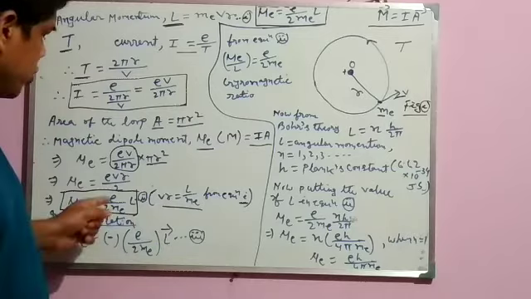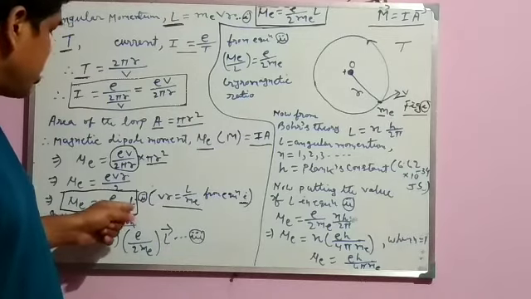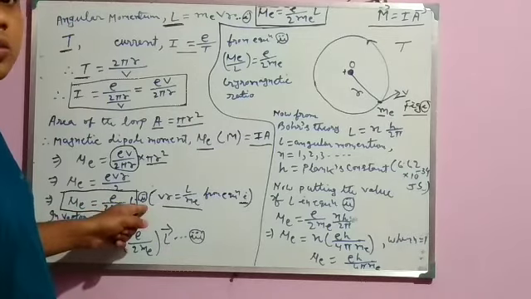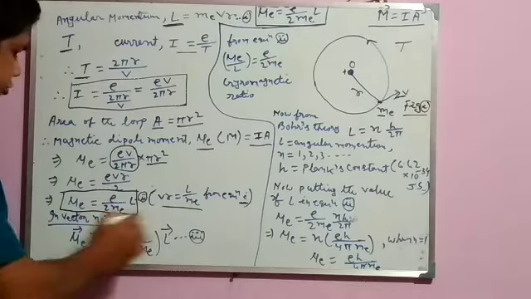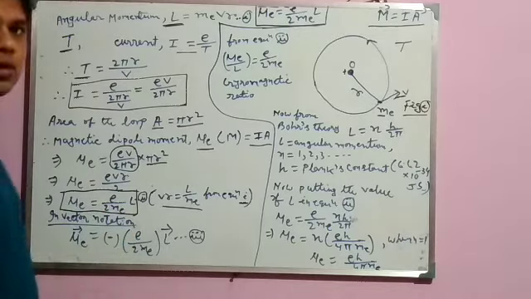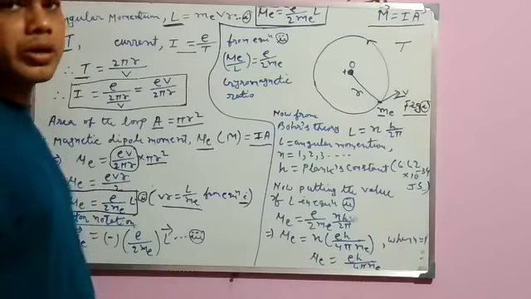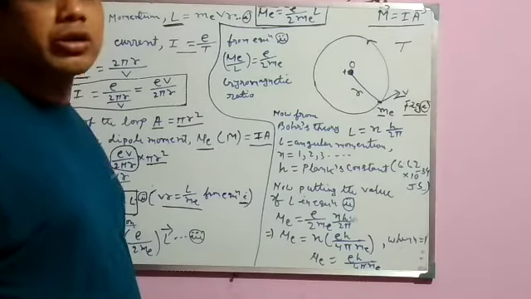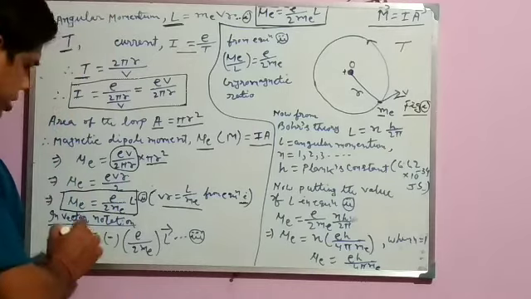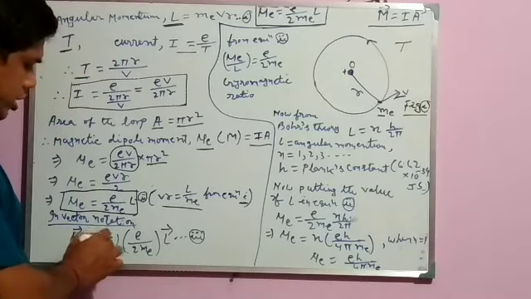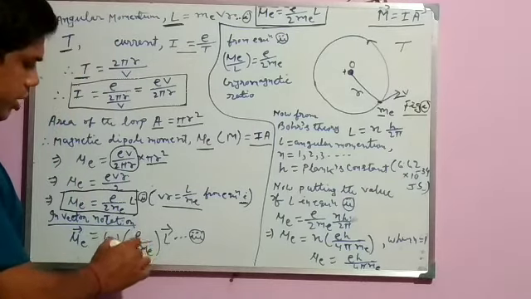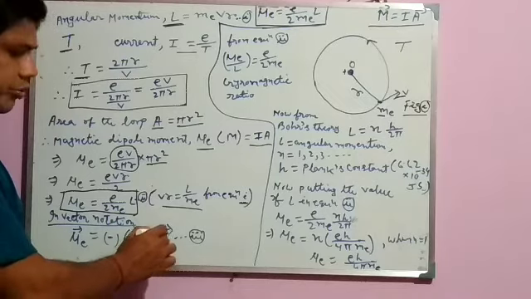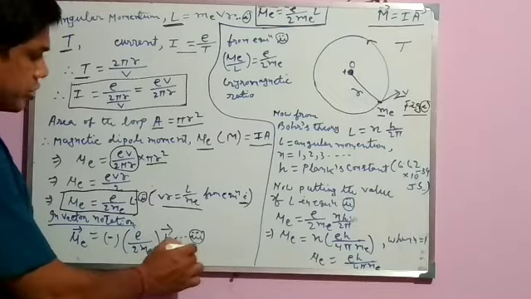μe equals e by 2me into L. This is equation number 2. Now in vector notation, because we know magnetic dipole moment is a vector quantity, and L, angular momentum, is also a vector quantity, so we can write vector μe equal to minus of e by 2me into vector L. So this is equation number 3.